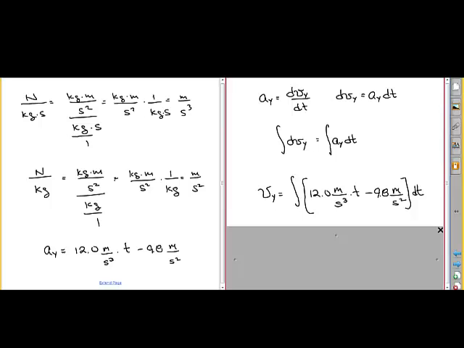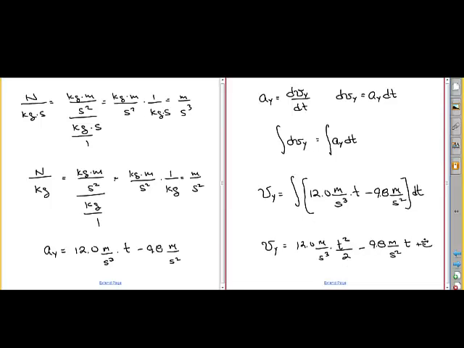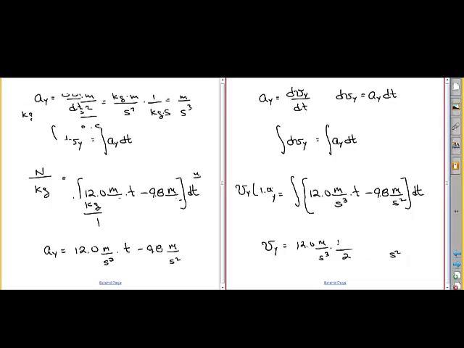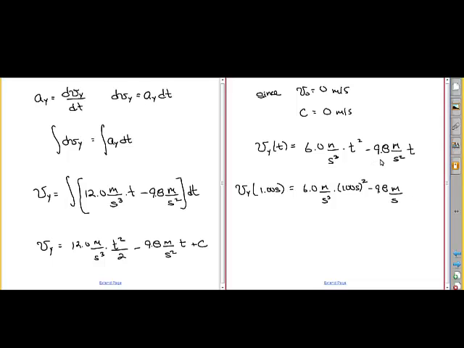So integrate it. This becomes t squared over 2. This becomes just t. I have my arbitrary constant. Now, V0 is 0, so that's going to make C equal 0. So this is my general solution. This is my particular solution, given the initial conditions I have. And then they asked for what is the velocity after 1 second.